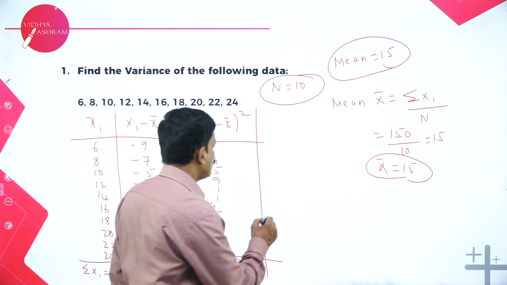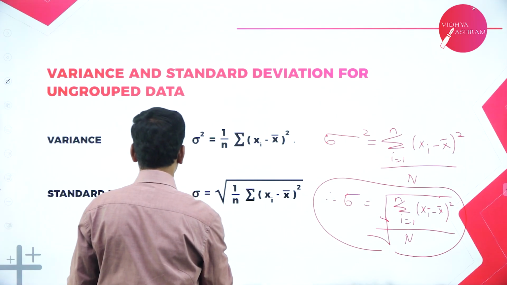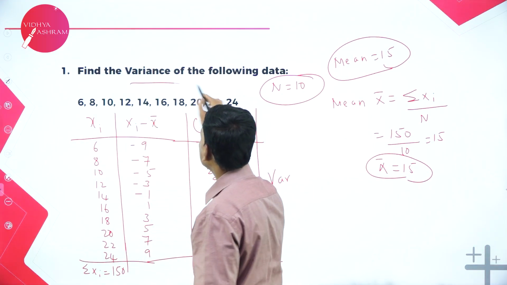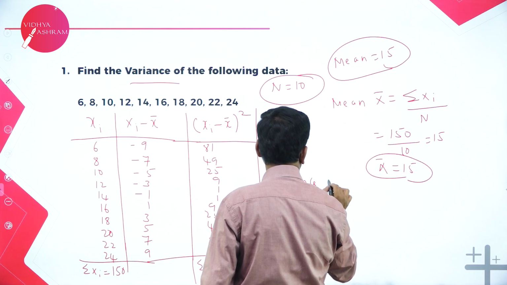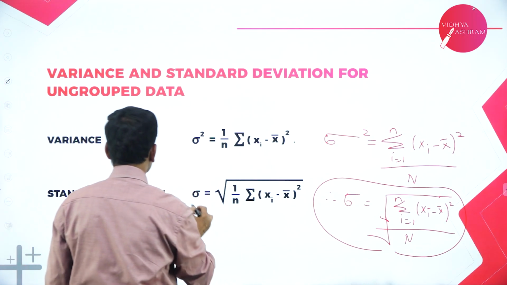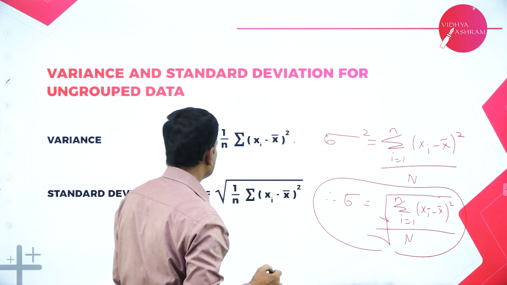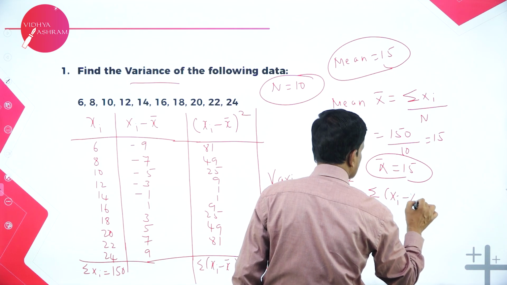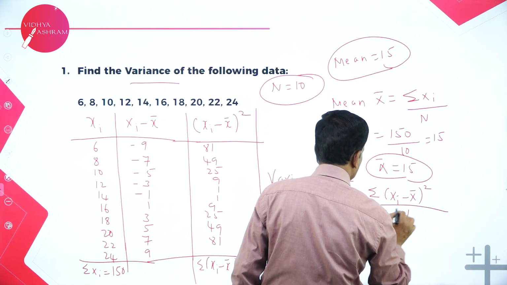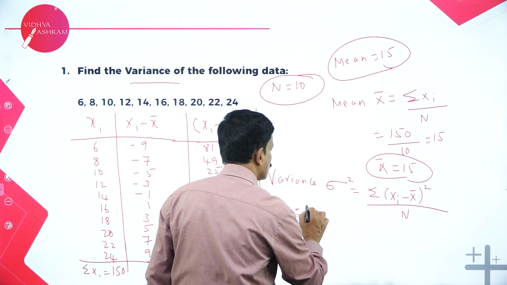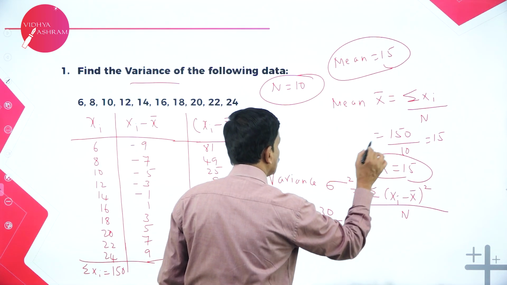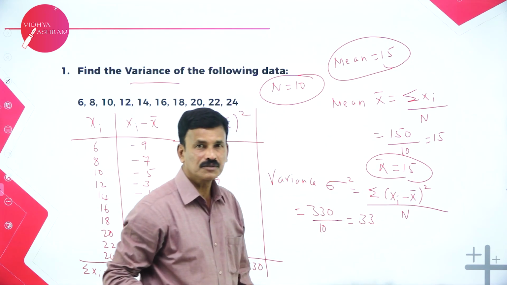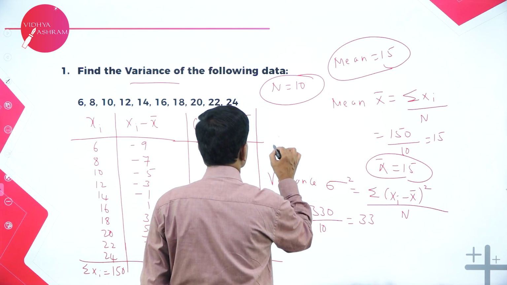Okay. Now what is the formula for variance? So variance rho square is equal to sigma xi minus x bar whole square divided by n. So what is this equal to? That is 330 divided by n, where n is equal to 10. That's equal to 33. Right. So therefore the variance rho square is equal to 33.